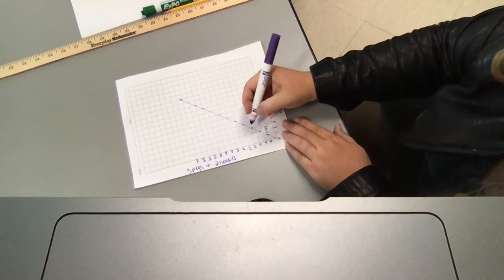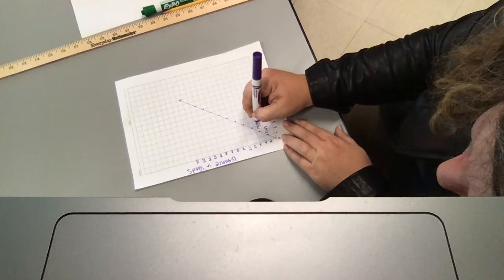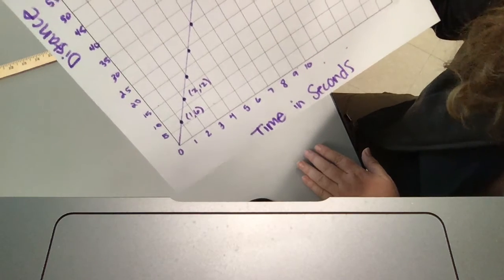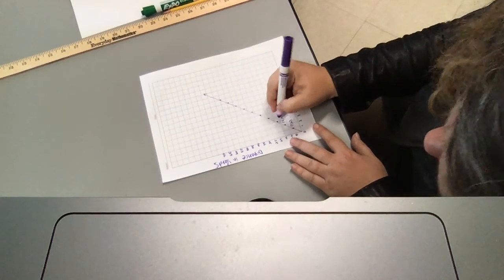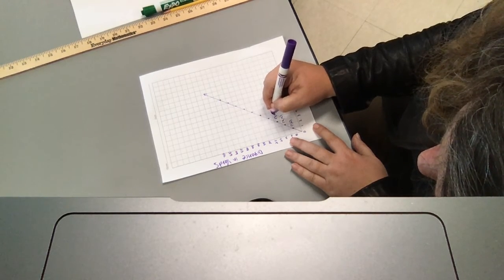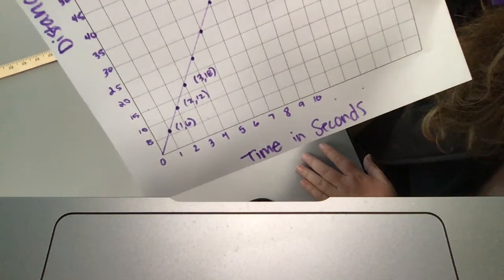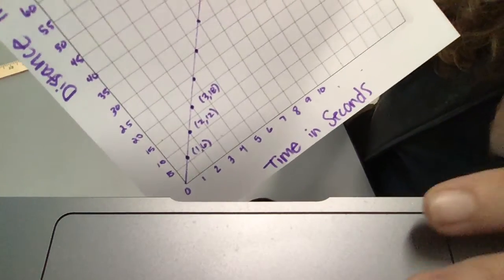The next one was 2, 12. So I'm going to write (2, 12). I'm just labeling, I'm writing those ordered pairs right near my dots. The next one is (3, 18). There they are. That's what you're going to do. Pause the video and write in all of your ordered pairs.